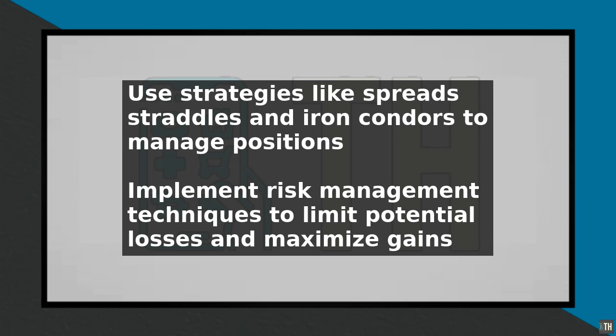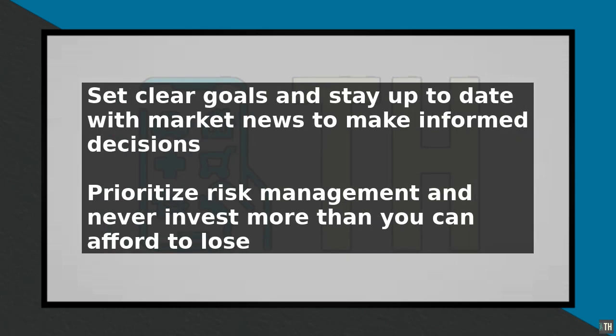To manage your options positions, you can use a variety of strategies, such as spreads, straddles, and iron condors. A spread involves buying and selling options with different strike prices or expiration dates, while a straddle involves buying a call and put option with the same strike price and expiration date. An iron condor involves buying and selling options with different strike prices and expiration dates to limit your potential losses.